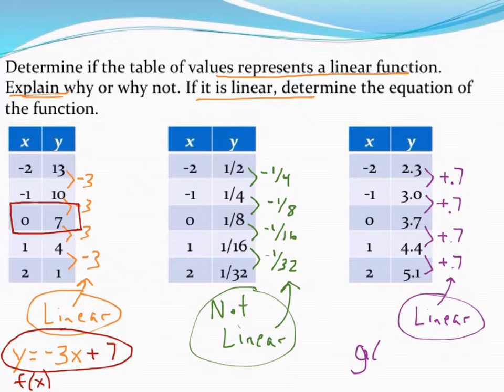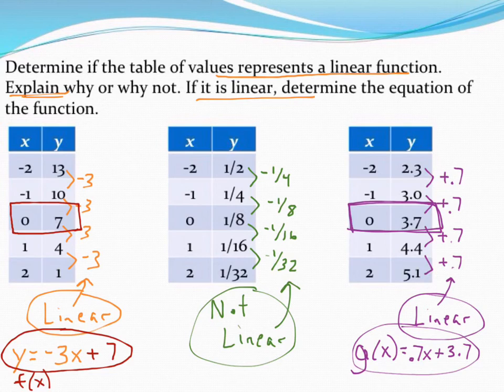Let's do a function, so I'll do g of x this time, in slope-intercept form. That constant rate of change is my slope, so 0.7 times x. Plus, I need a y-intercept, and remember, they've given me that in the table. They were kind enough to do that for us. 3.7 is where the graph will cross the y-axis. So 0.7x plus 3.7 will be my equation.